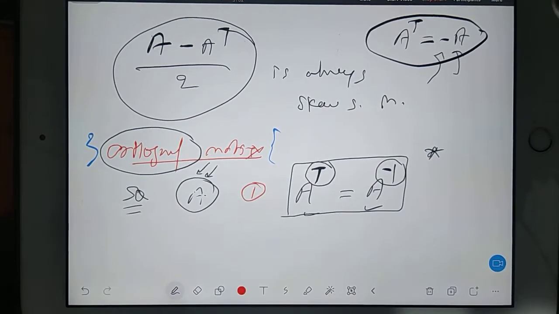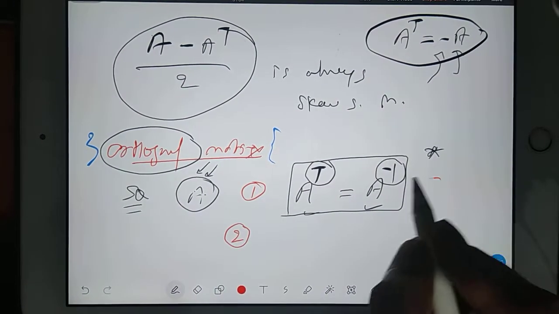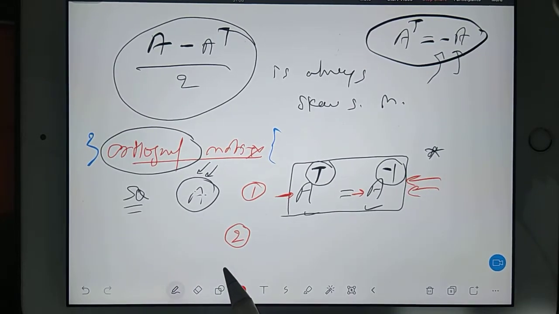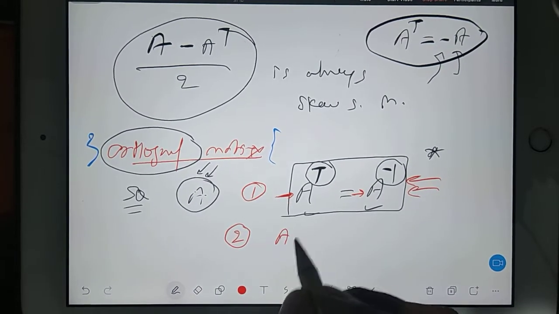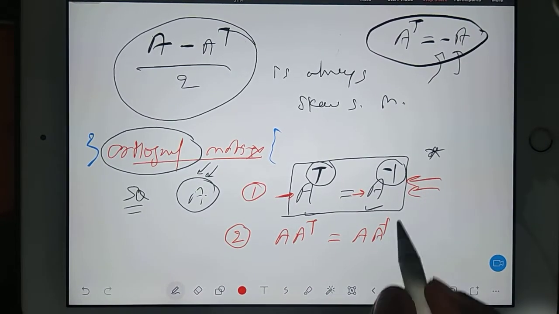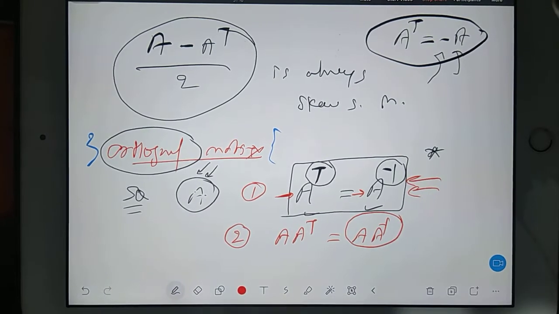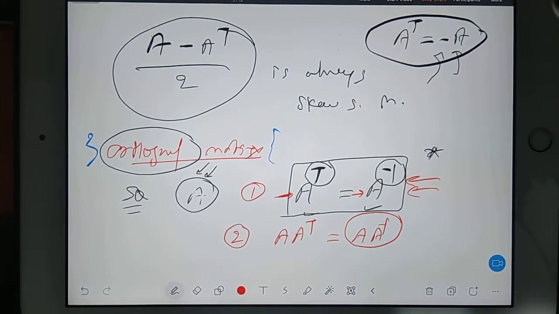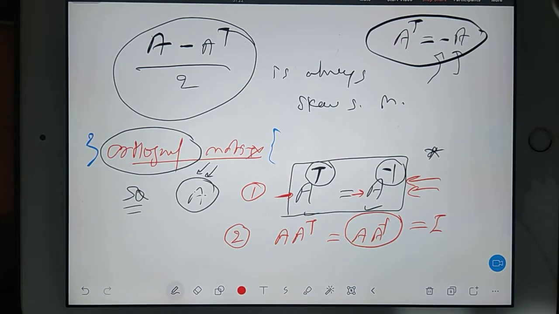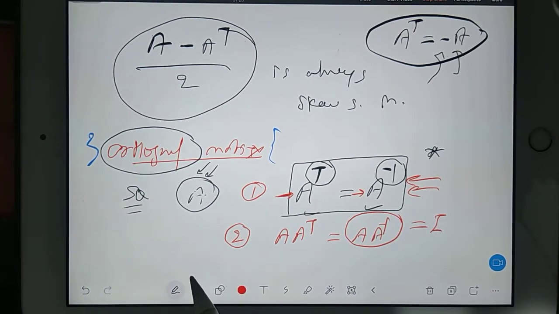And one more thing we can do in this condition: if from the left side I multiply with matrix A, with A transpose equal to A inverse, then A times A inverse, whenever you do it for any matrix, will give you the identity as the answer. So you got one more logic here.